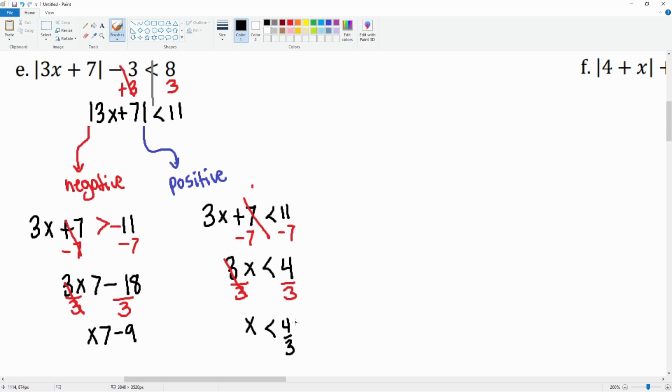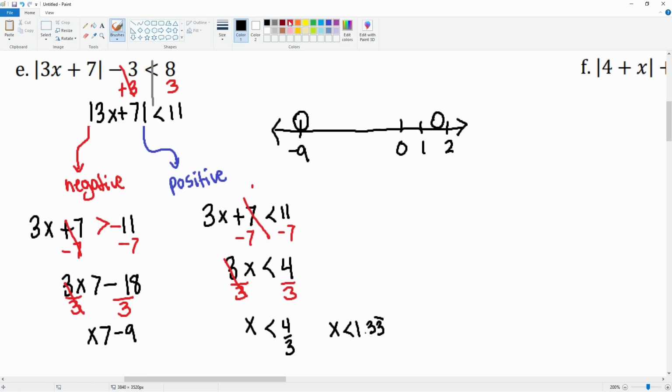If you want to graph this, 4 over 3 is about 1.33 repeating, of course. So here's the number line. Here's the negative 9. Let me make this 0, let me make this 1, let me make this 2, because 1.3 is between 1 and 2. That's why. So it's open for the negative 9, and open for the 4 over 3 somewhere here.